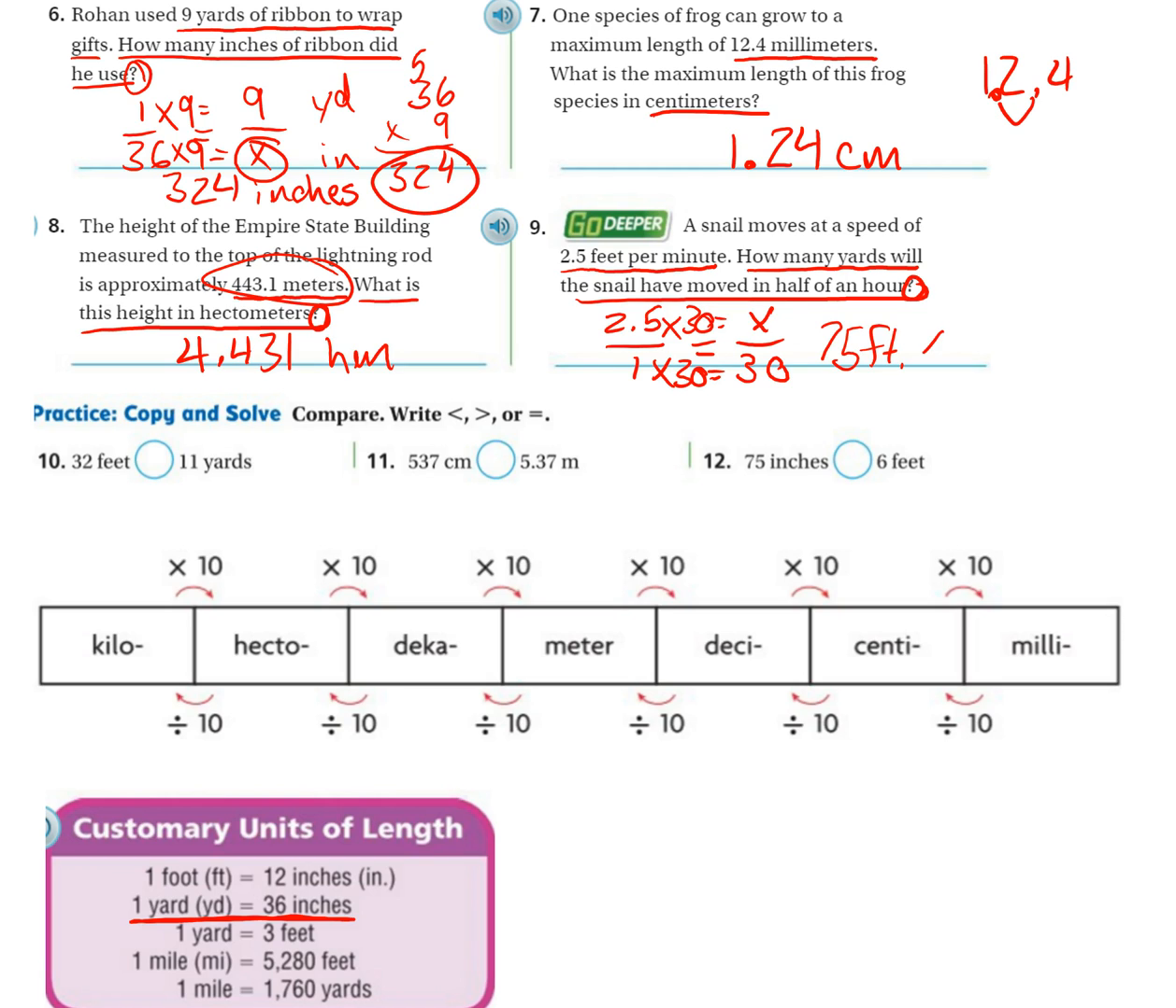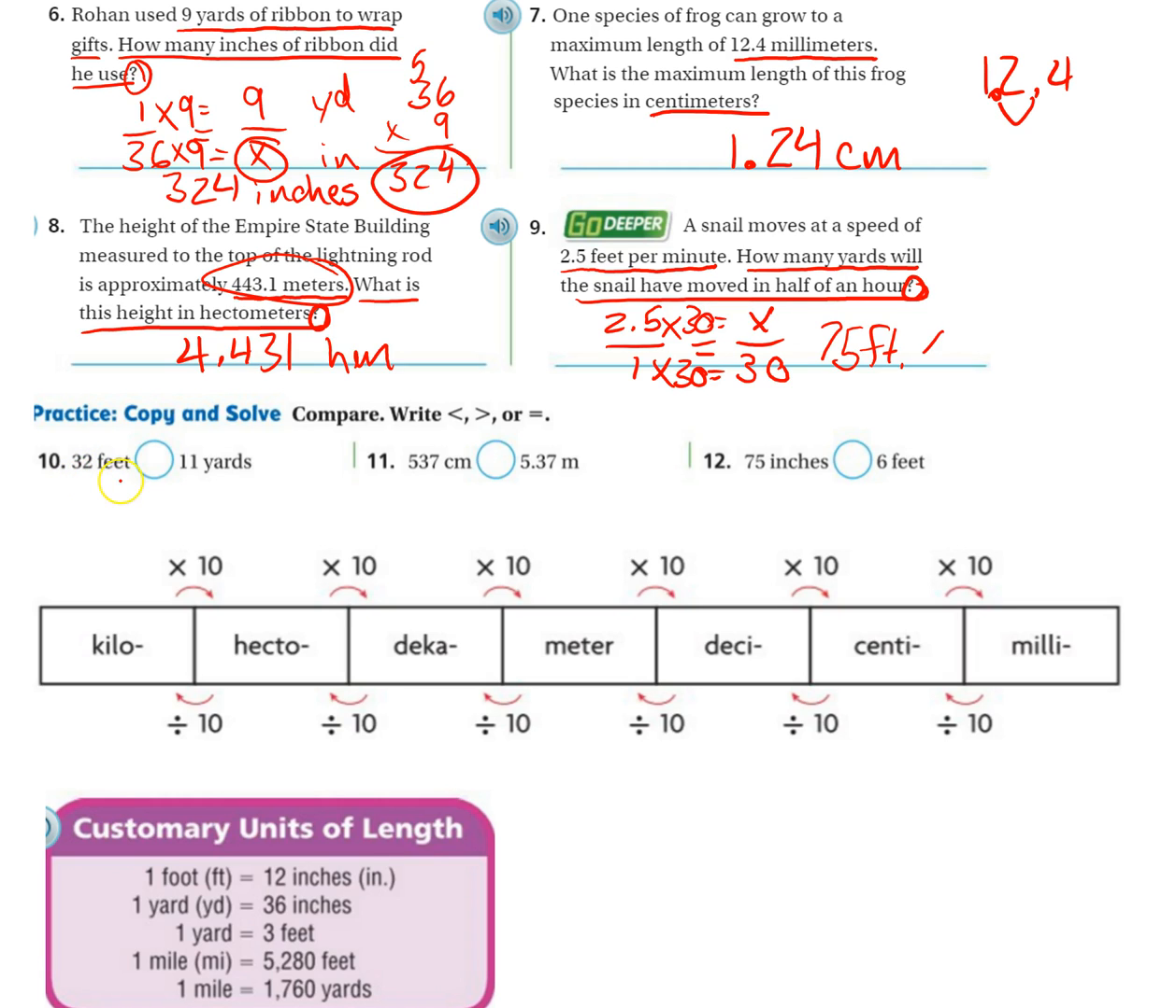Okay, compare. So 32 feet to 11 yards, your choice. You can either change both of them to feet and compare them, or you can change both of them to yards and compare them. Now, here's where understanding your math facts comes in handy. I'm going to change both of these to feet. Why? Because I can see really quickly 3 will not go into 32 evenly. So if I try to change them both to yards, I'm going to get a decimal, and I don't want that. I want to make my job easier, not harder.